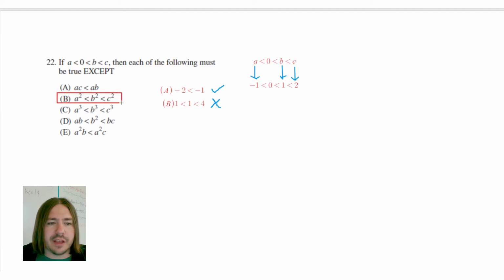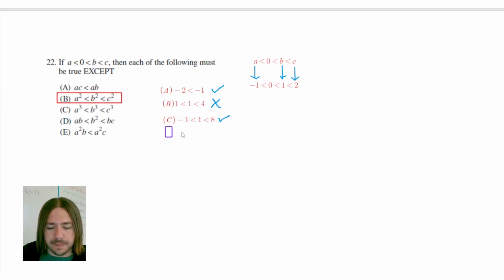But just to be on the safe side and make sure we didn't make any arithmetic errors, I'm going to go through the rest. It won't take very long, and just make sure that B is the right answer here. So for C, we've got A cubed is less than B cubed is less than C cubed. So -1 cubed would be -1. Let's see, so it's less than B cubed, so that'd be 1 cubed, which is also 1, and then 2 cubed is 8, and that is true. So I'm going to put a little check mark there.